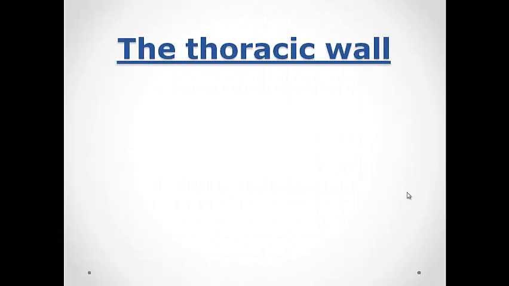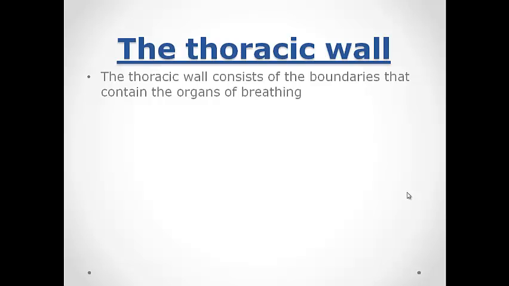Like I said, today's topic is going to focus on the thoracic wall, and this consists of the boundaries that contain the organs of breathing as well as other organs that I'm sure you guys studied in the cardiovascular system. So the wall is the outer boundary, and anything on the inside contained within that boundary is considered the thoracic cavity. The thoracic wall itself is made of bones and cartilages, which are similar to bone, they just have a softer consistency and obviously a different type of tissue that makes them.